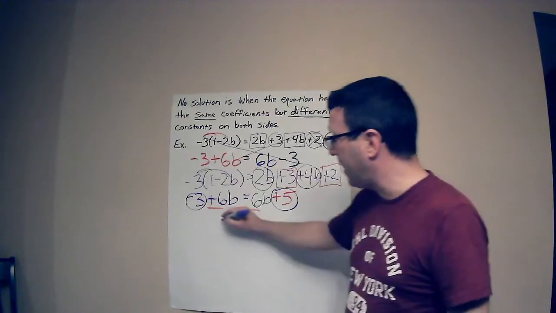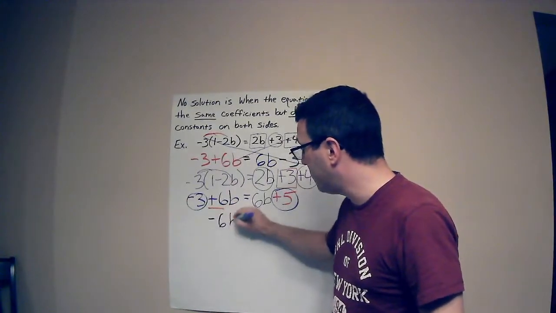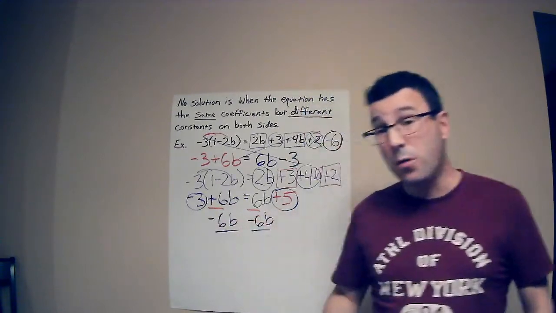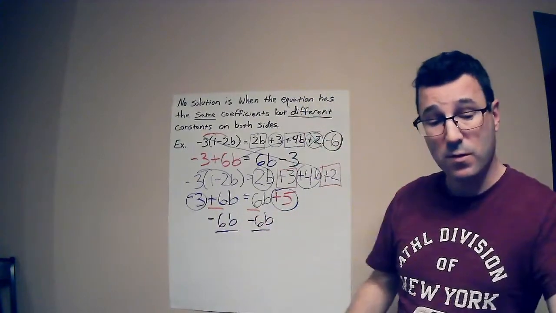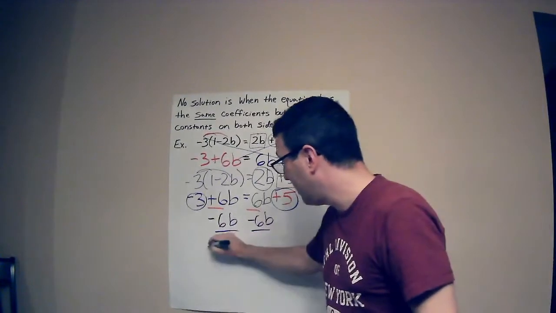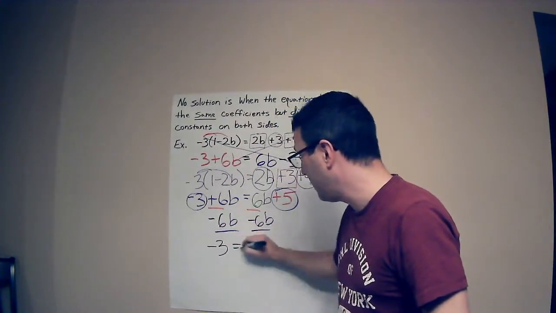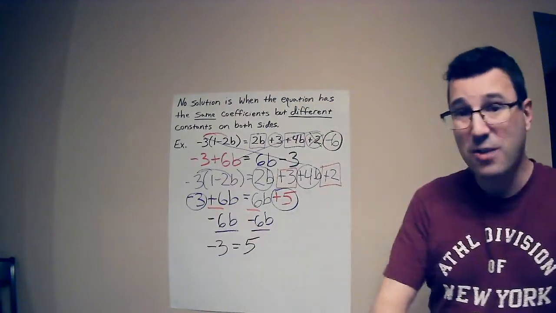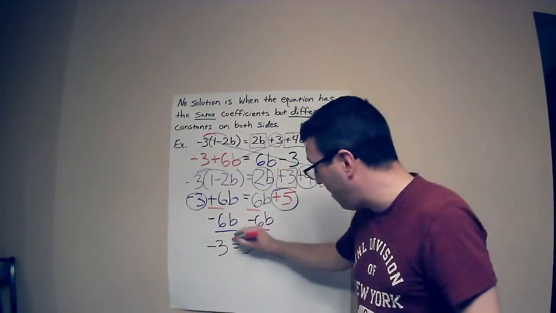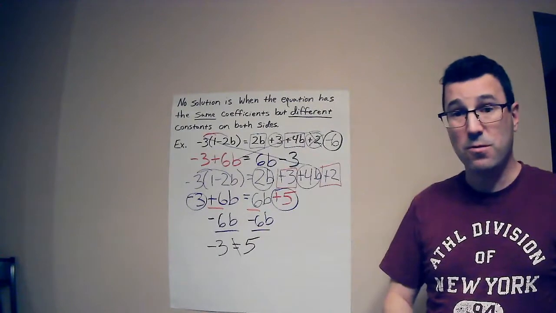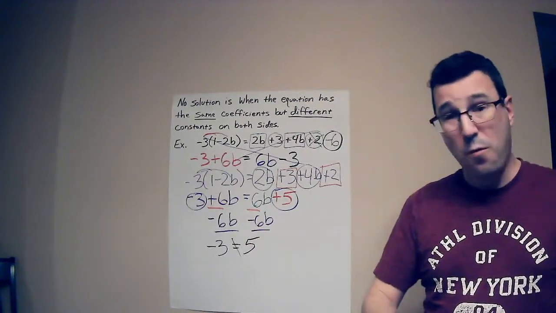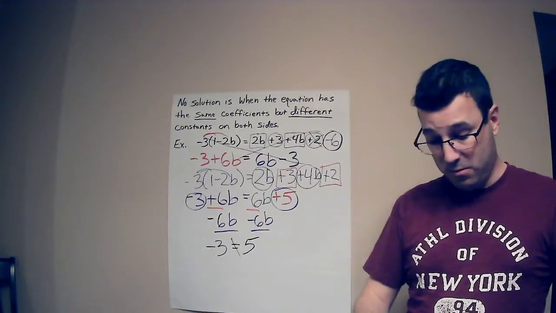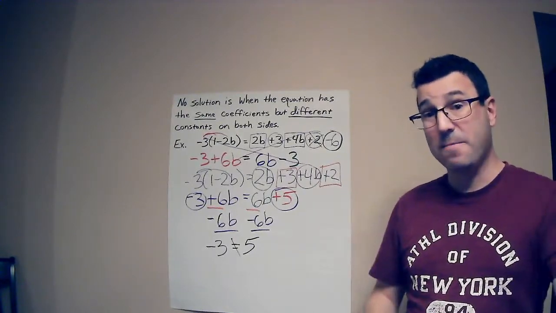As a matter of fact, if I subtract 6b from both sides of the equation, we're left with negative 3 equals a positive 5. That's just not true. That's never going to be true. There is no point where negative 3 is ever going to equal a positive 5.